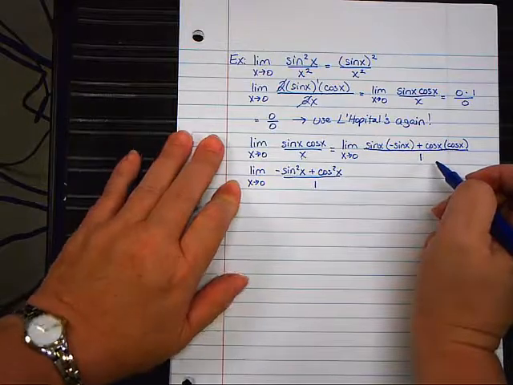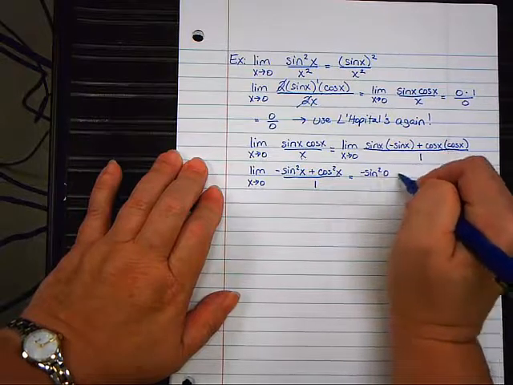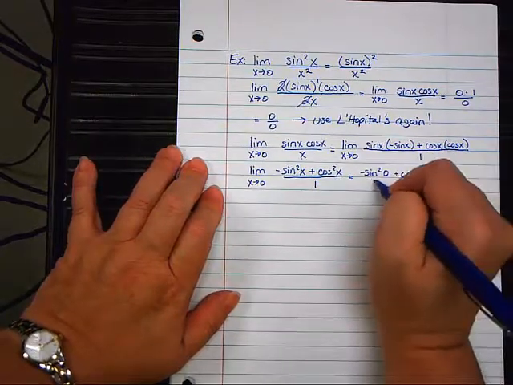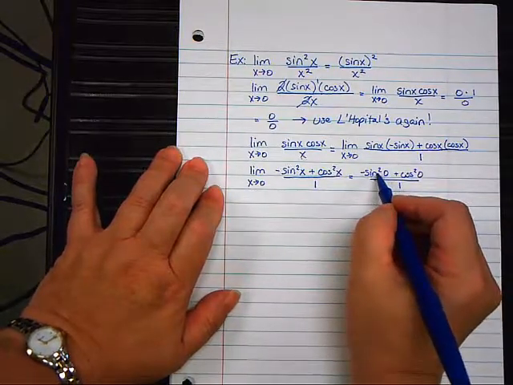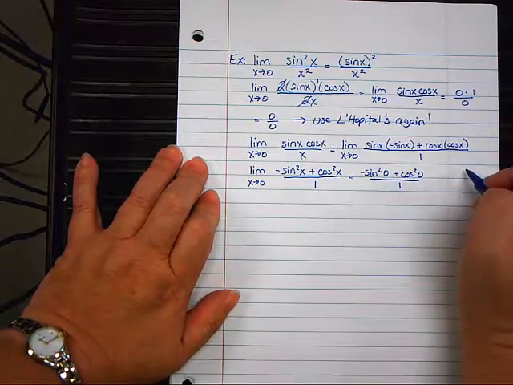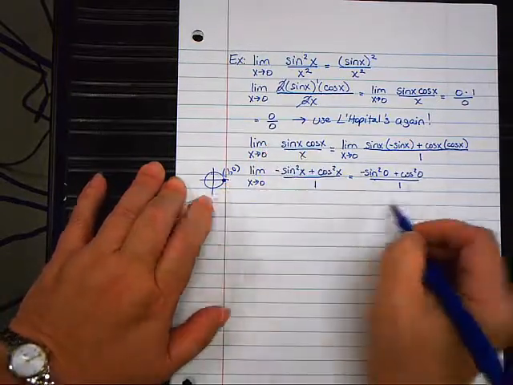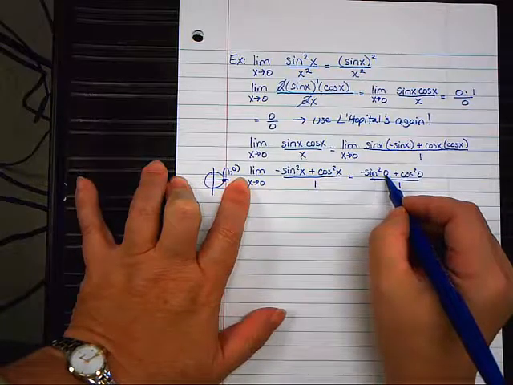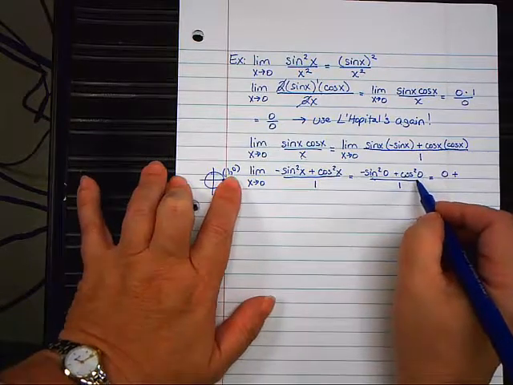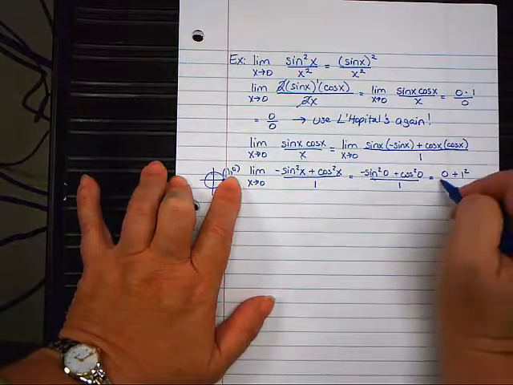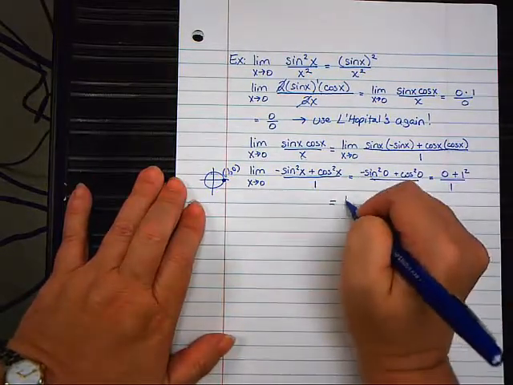Now we're going to substitute in the values. So it's going to be negative sine squared 0 plus cosine squared 0 over 1. Remember that this means the sine of 0, just square it. Now the sine of 0, if you don't remember your unit circle, here is 0. Coordinates are 1, 0. The sine is the y. So the sine of 0 is 0, so it's going to be 0. Plus the cosine at 0, that's the x-coordinate, 1 squared over 1. Clean that up, and your final answer is 1 over 1, which is 1.